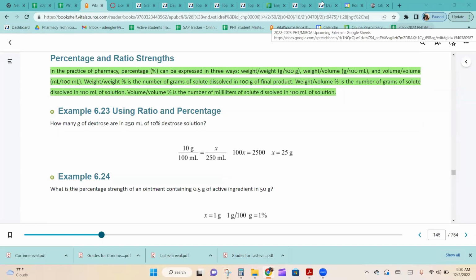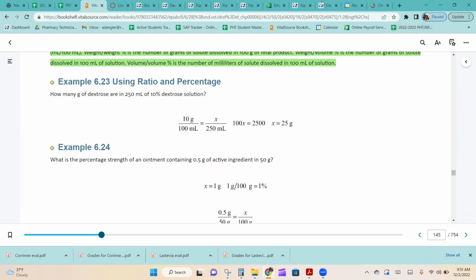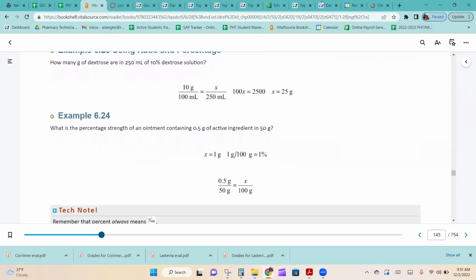In the practice of pharmacy, percentage can be expressed in 3 ways: weight per weight, weight per volume, and volume per volume. Weight to weight percentage is the number of grams of solute dissolved in 100 grams of final product. Weight to volume percentage is the number of grams of solute dissolved in 100 ml of solution. Volume to volume percentage is the number of milliliters of solute dissolved in 100 ml of solution. Okay, we'll do some examples of those right now.